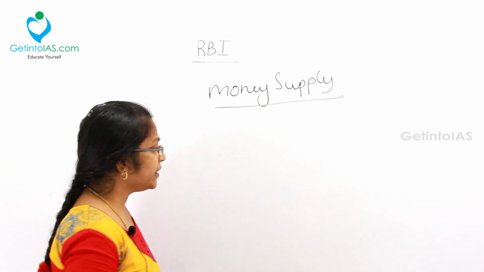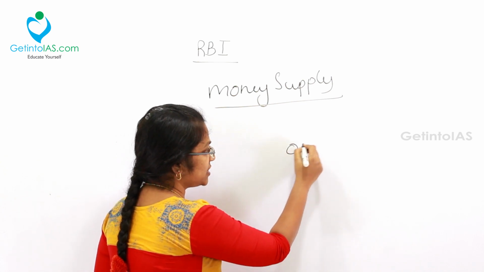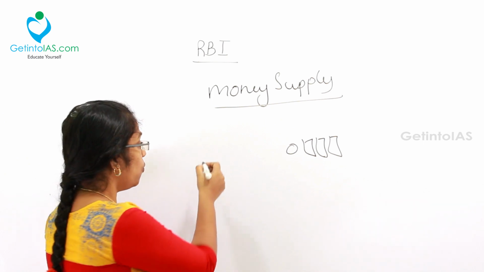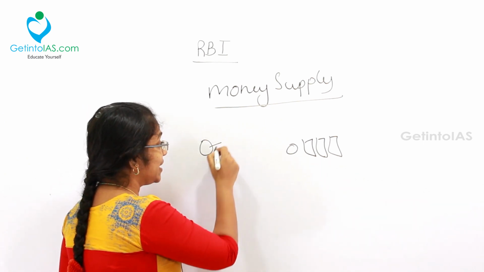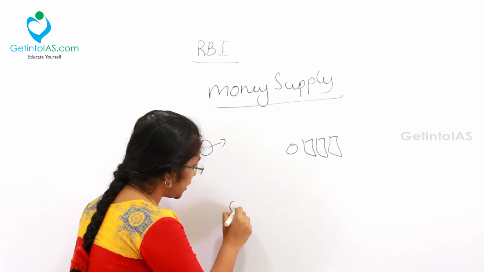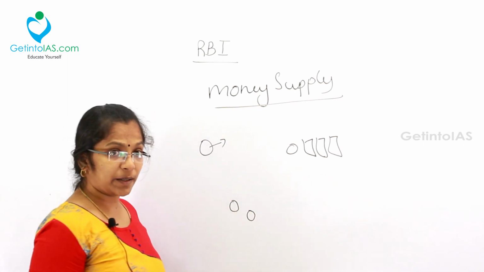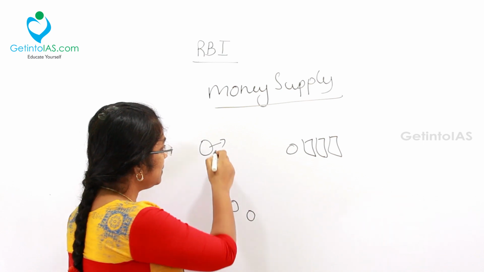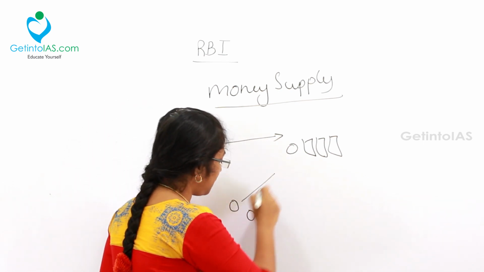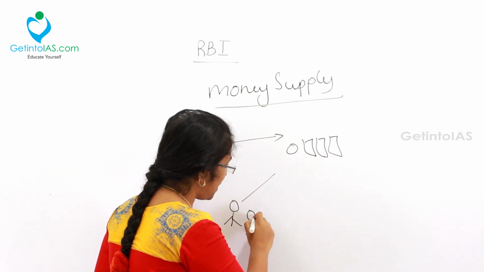Let us assume that there are only 3 shirts in the market. One person is there whose income, that is money supply, has increased. There are 2 other persons. Now what will happen? This person will also go to the market, and these 2 other people will also go to the market.